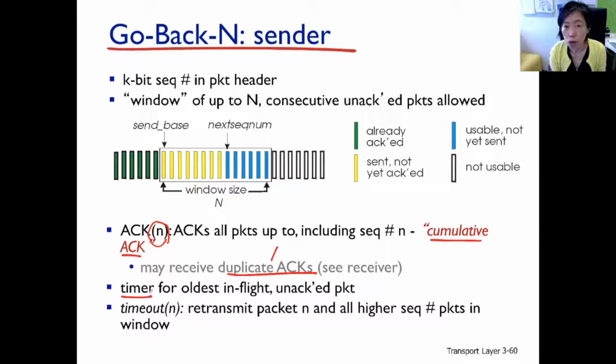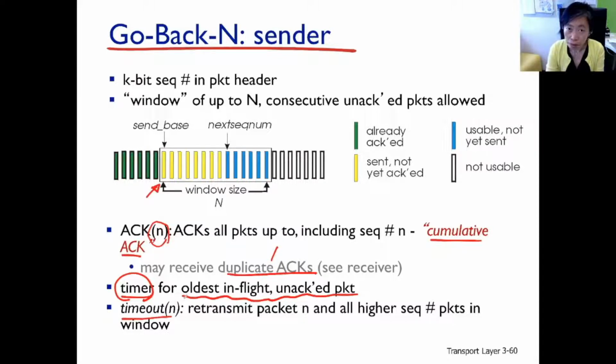Timer. There is only one timer for an entire flight of Go-Back-N packets. It's a timer associated with the base of the in-flight packet train. The oldest in-flight packet is always indicated by the send base, so there's a timer associated with the send base. Whenever the send base is changed or refreshed, we restart the timer.